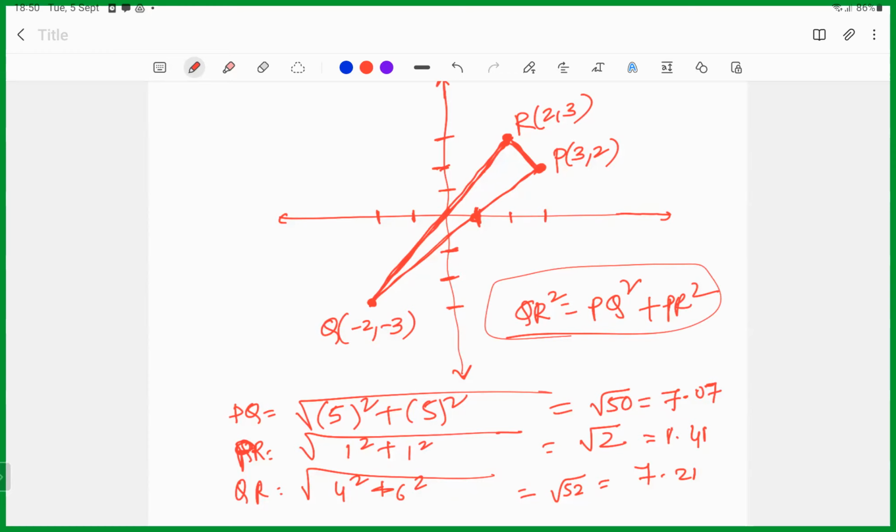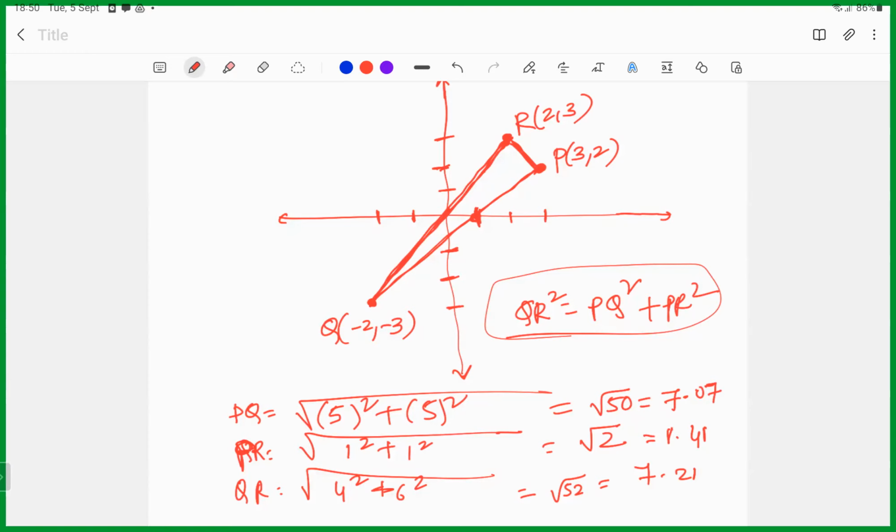QR square is 52, right? Should be equal to 50 plus 2, right? Don't go for the roots, don't go for the decimals, I will be confused. The square of the square root of 52 is 52. Equal to 50 plus 2, equal to 52. So it's a right angle triangle.